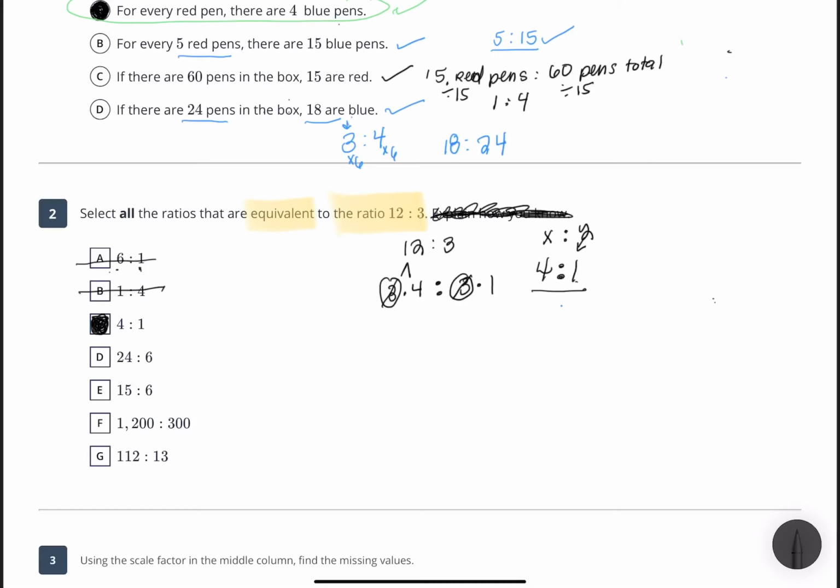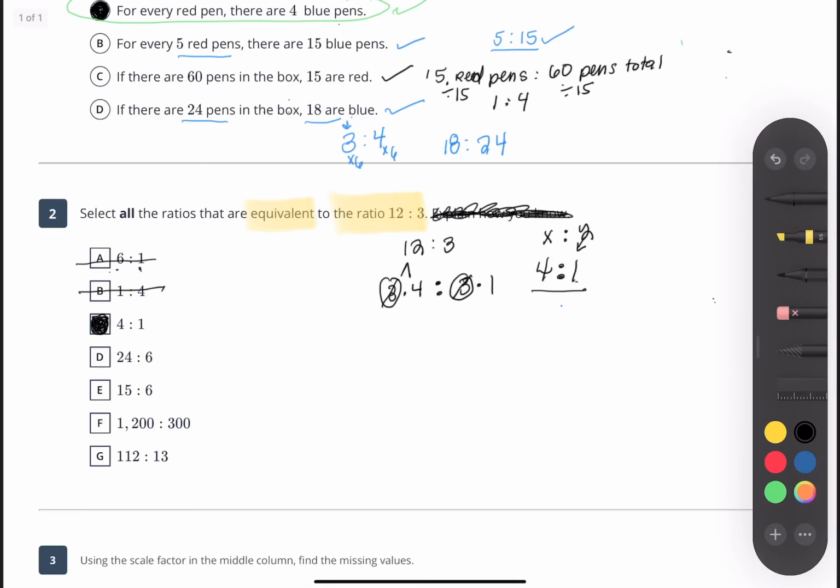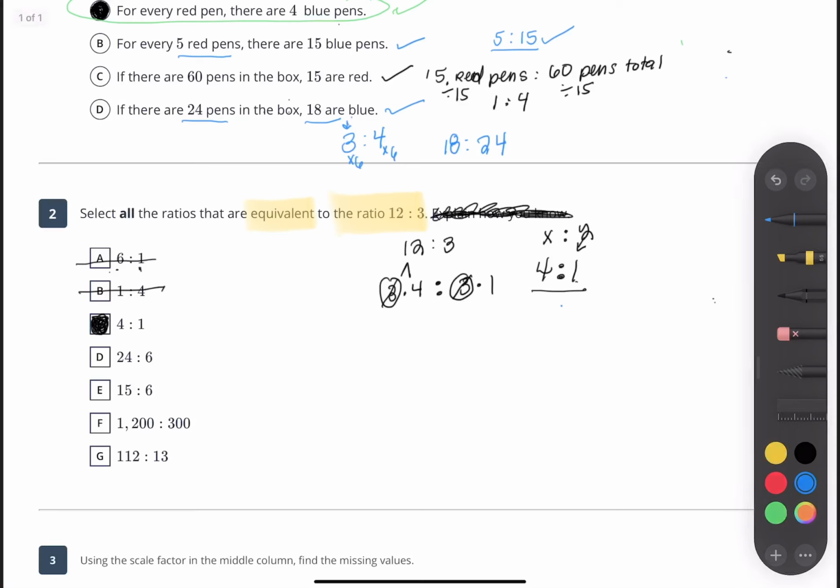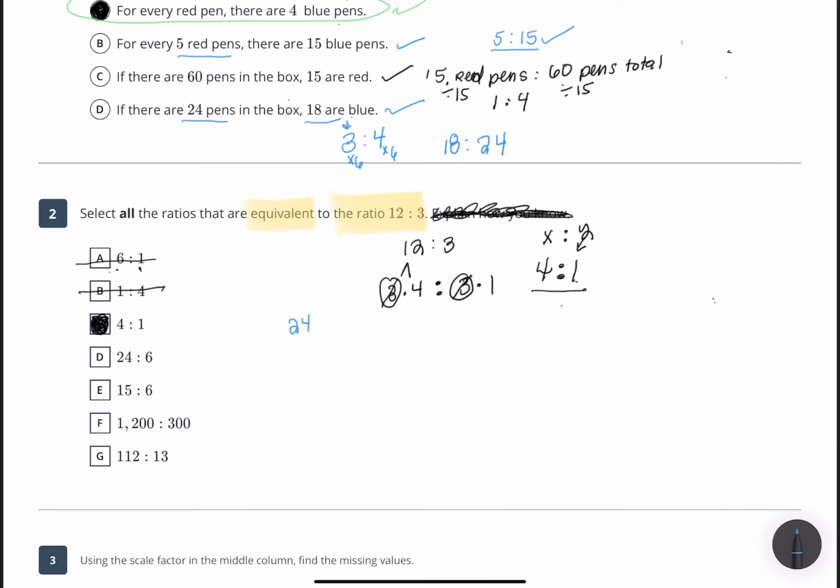Now let's look at choice D. Choice D says 24:6. Now I can simplify this ratio to see if it simplifies to 4:1. So let's get started. I'm going to change my colors because I want you guys to be able to differentiate my notes. So 24:6. If I simplify this ratio or break it down to its factors, I could break down 24 to 4 to 6 and 6 to 1.